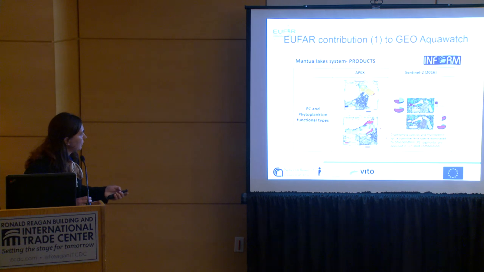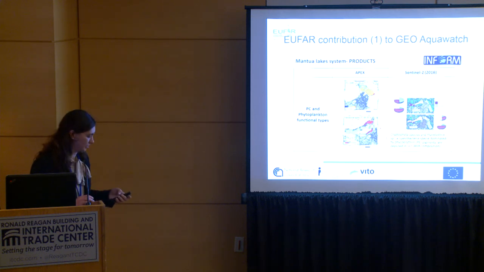Another result from the same campaign: a phycocyanin map, and then here a map of phytoplankton functional types. In red you can see a cyanobacteria species that was dominated by phycoerythrin pigments.